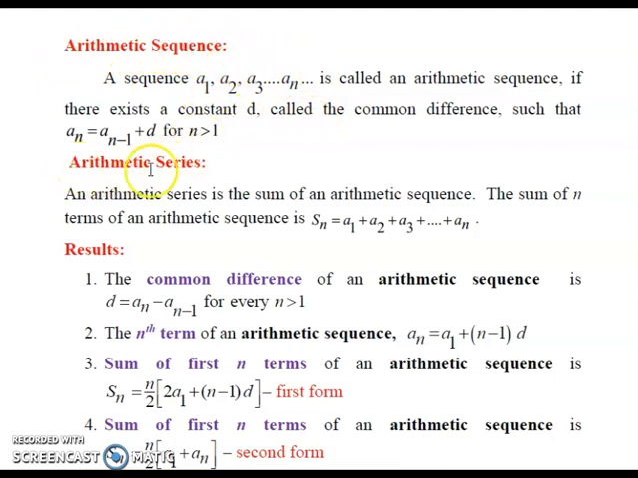Definition of arithmetic series. An arithmetic series is the sum of an arithmetic sequence. The sum of n terms of an arithmetic sequence is Sn is equal to a1 plus a2 plus a3 and so on, plus an.